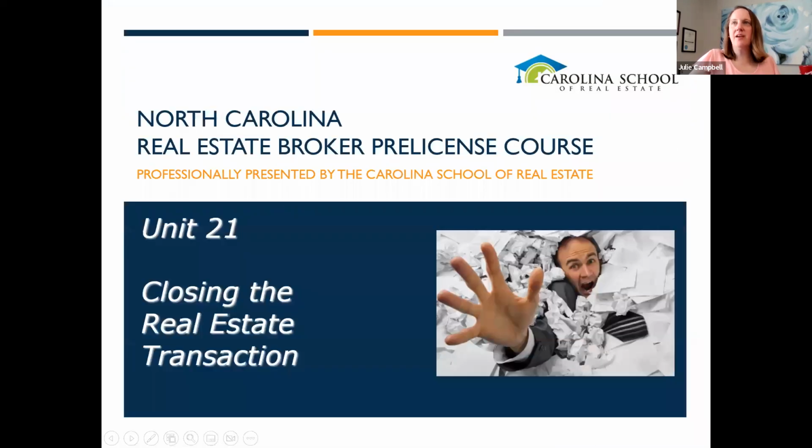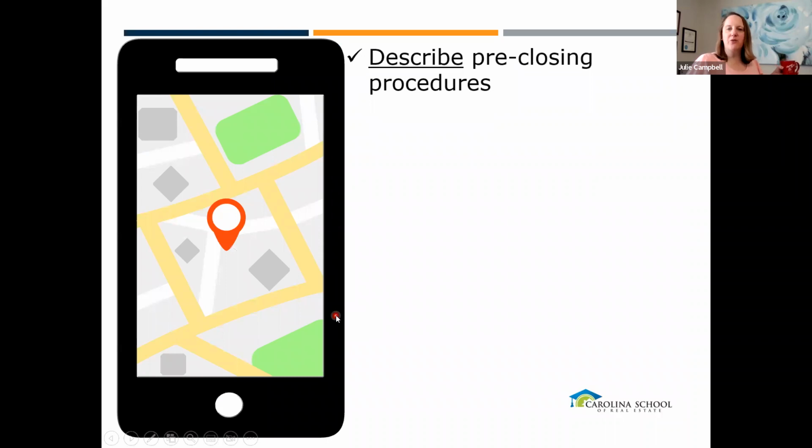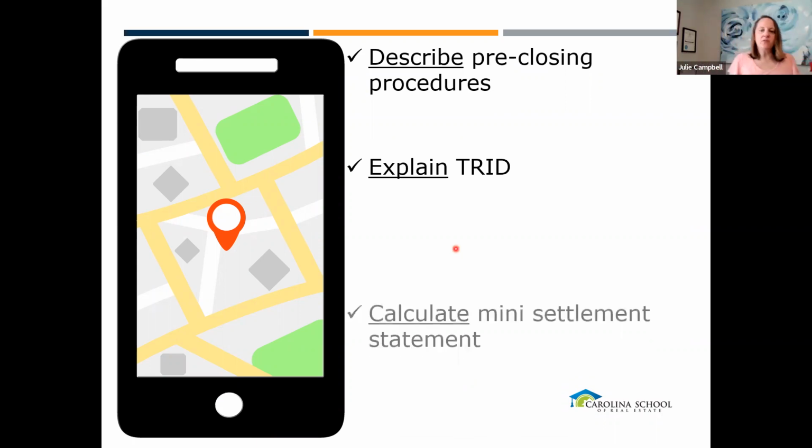So let's skip ahead in your book. Jump into unit 21. I'm on page 517. So we're going to get to closing. We got drowning in all of our closing paperwork, our closing documents. So specifically in unit 21, we're going to talk about some pre-closing procedures, things that have to happen before closing. We're going to talk about TRID and specifically RESPA a little bit more in this unit.